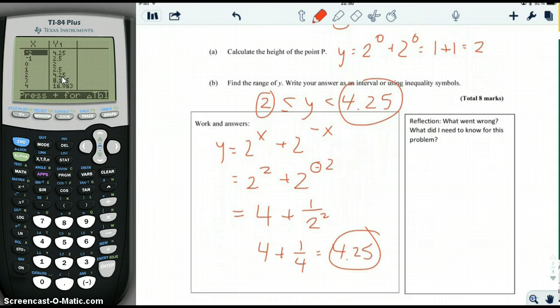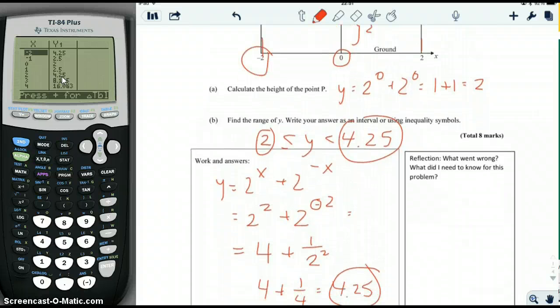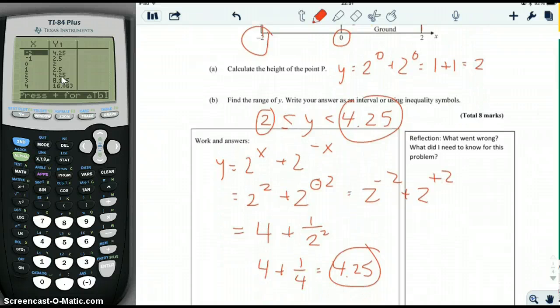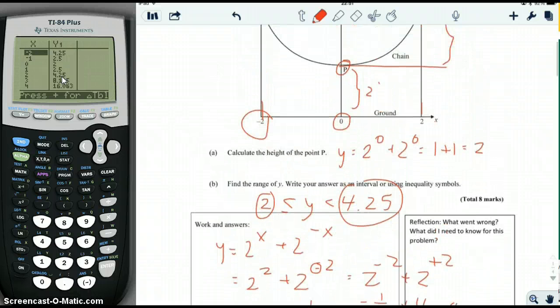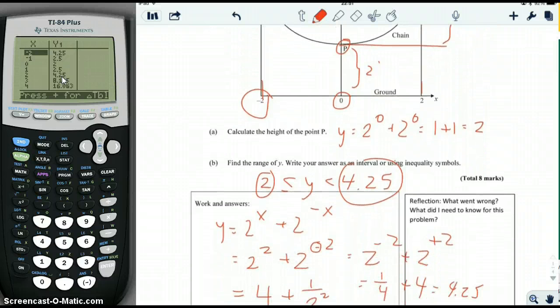And one thing you might also see here is if you put in negative 2, which is this point here, you are going to get 2 to the negative 2 plus 2 to the positive 2. And what do you know? You get the same thing because you're going to have 1/4 plus 4. You're also going to have 4.25, which makes sense. At negative 2, the height is 4.25. At positive 2, the height is 4.25. But anyway, the range is going to be between 2 and 4.25.